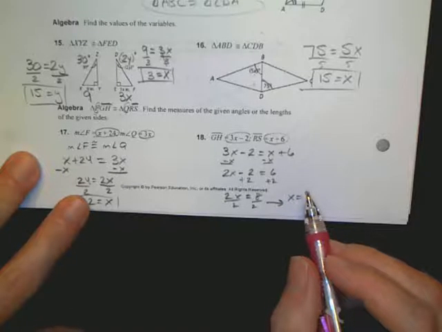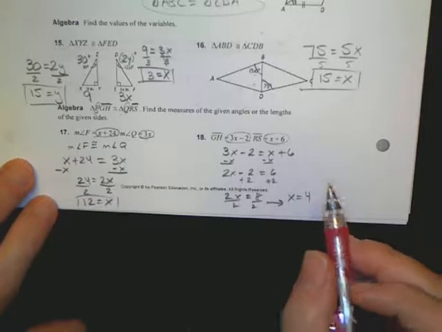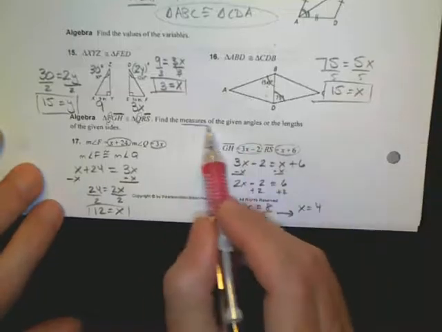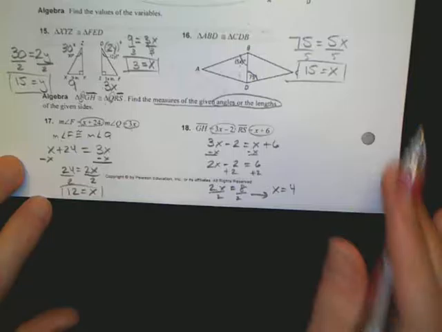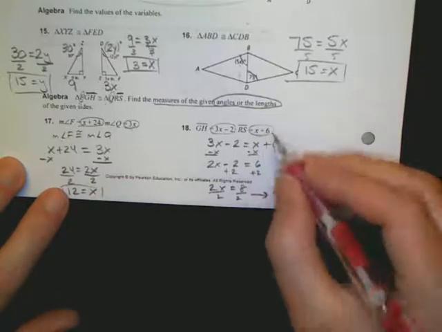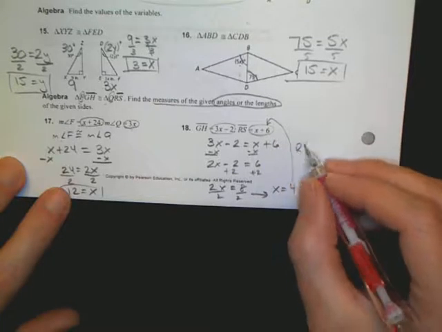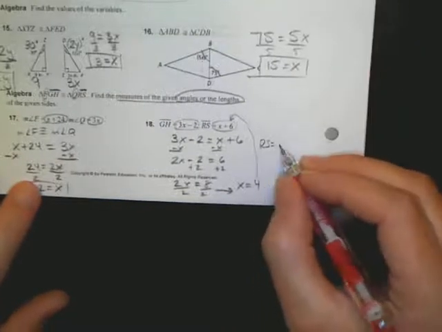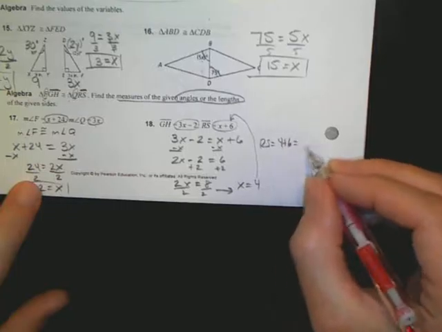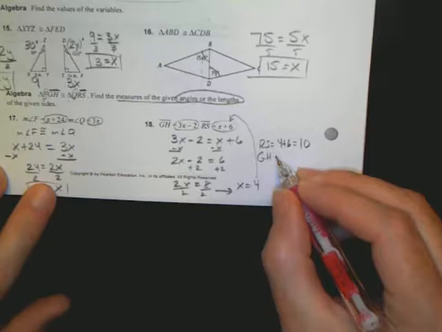And I think I did something wrong. Nope, I'm okay there. Oh, you know what I didn't do? It wants to find the measures. I apologize. Let me back up a little bit here. It says find the measures of the given angles or the lengths. So let's finish this one real quick because I wasn't done yet. That's just the value of x. So the length of that segment, if I plug it back into the equation, RS, for example, will be equal to 4 plus 6, which is 10. So RS is going to be equal to 10, and so will GH.